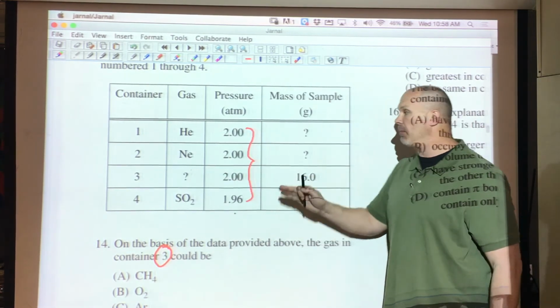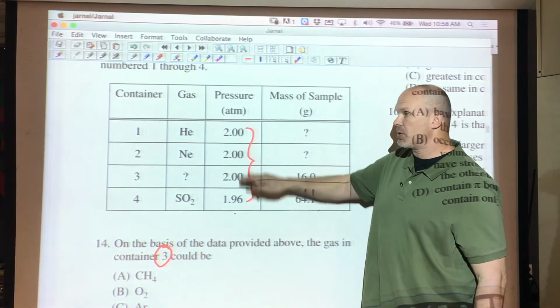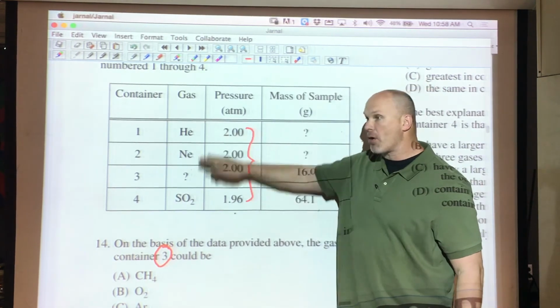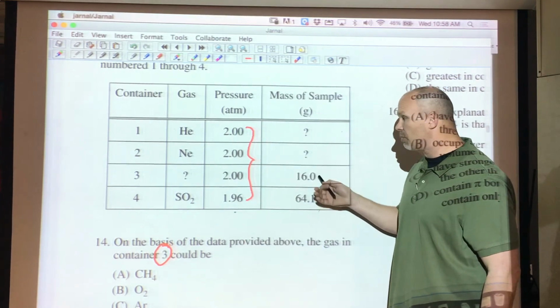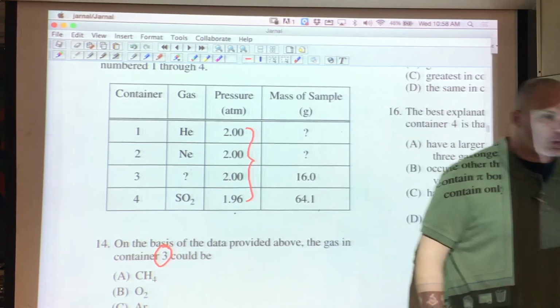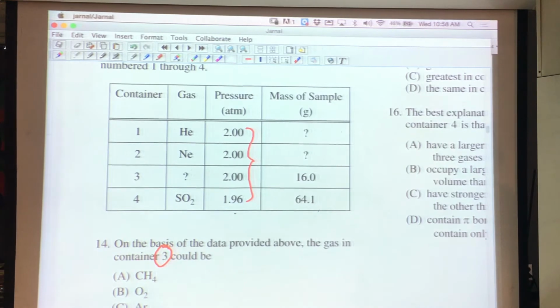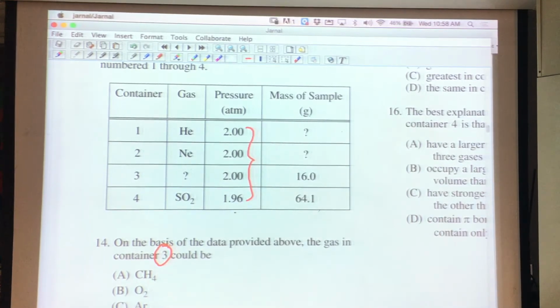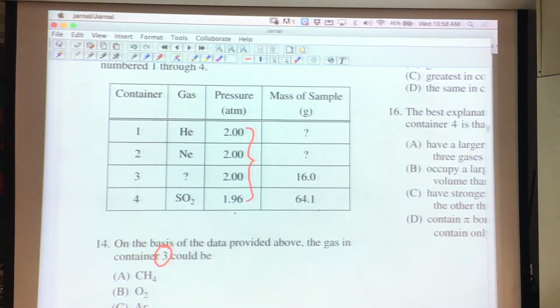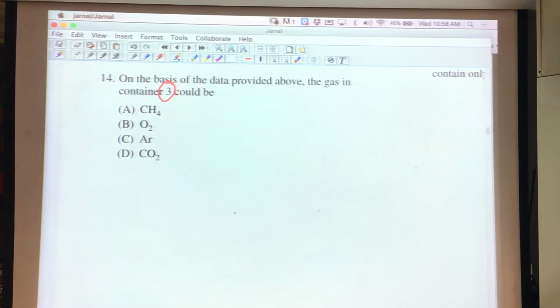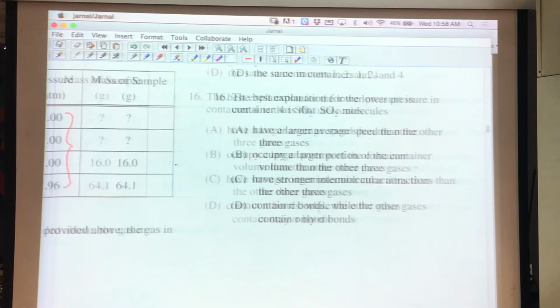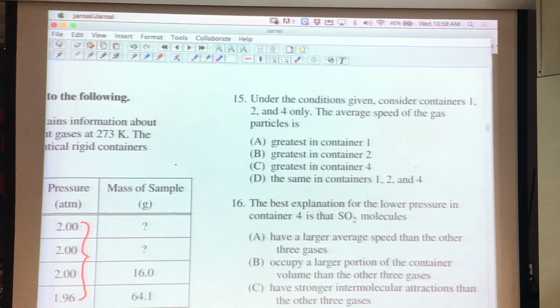The key to the problem was seeing the pressures were the same, so the number of particles had to be the same. Giving you the mass told you it was 1 mole, and you go to your choices and see that methane is 1 mole. Okay? That's all that was, a relationship. And I get it, you may miss that because you're overthinking it and you may get some wrong. But that's all that question is. There's an easy answer. Okay, next question.